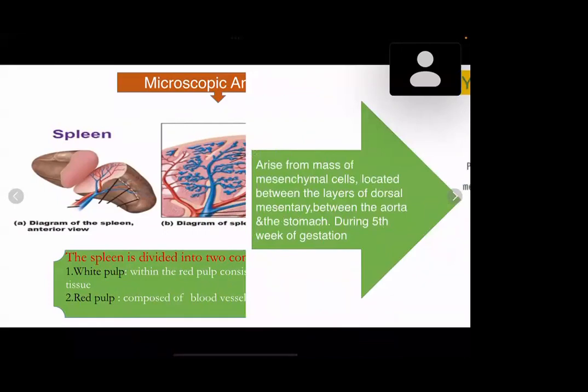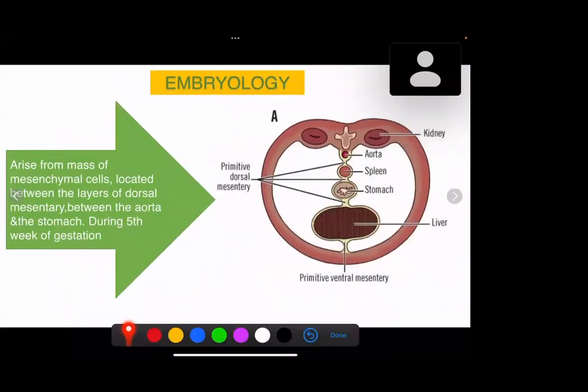Regarding the embryological development of the spleen, as we know, the GIT in general develops from three germ layers: ectoderm, endoderm, and mesoderm. And the spleen develops from the mesodermal origin. It arises from a mass of mesenchymal cells which are located in the dorsal mesentery between the aorta and the stomach. This is during the 5th week of embryonic life. Then the spleen and the stomach rotate to the left and the liver to the right side.